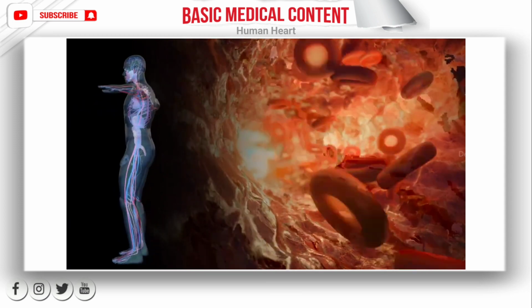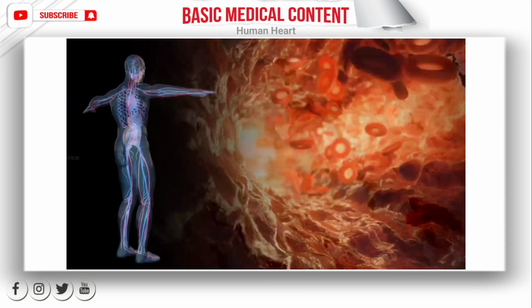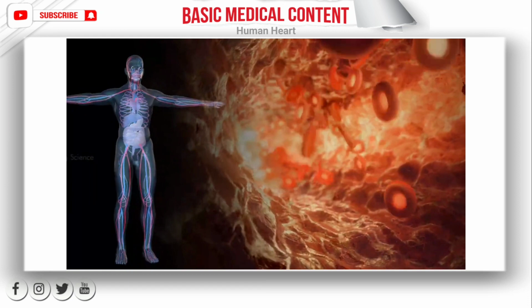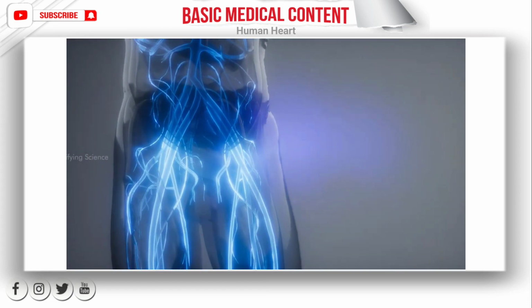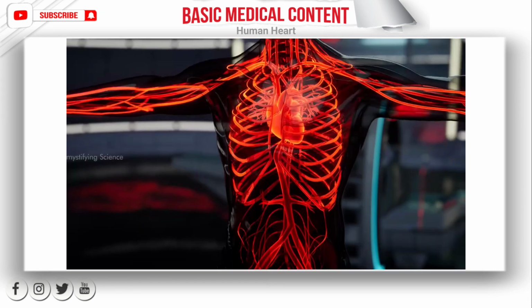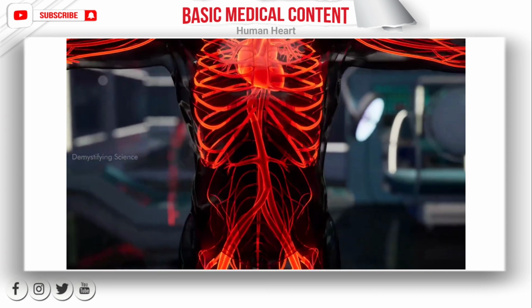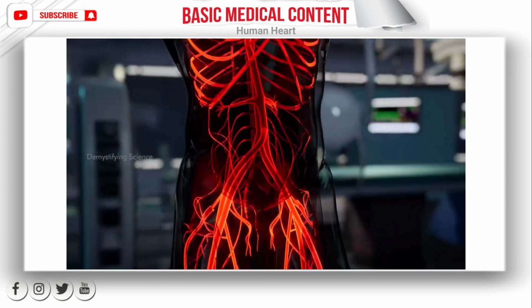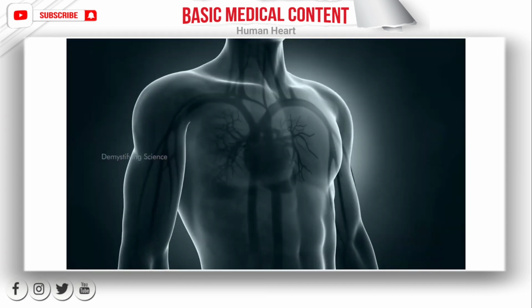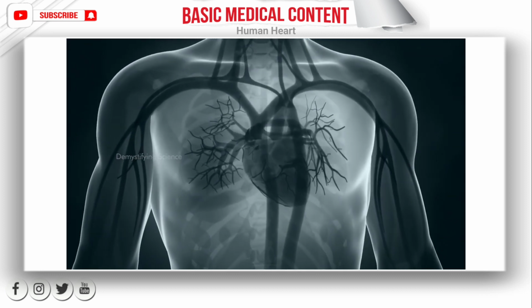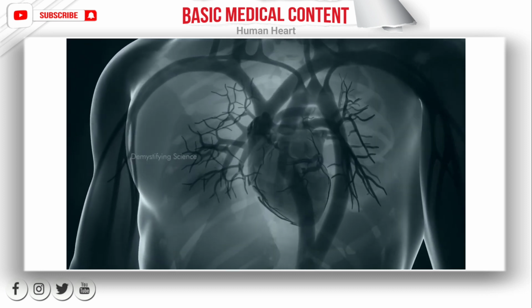The heart pumps blood through the network of arteries and veins called blood vessels. The vessels that bring blood to the heart are called veins, while the vessels that carry blood away from the heart to other regions of the body are called arteries. There are 4 main blood vessels that take blood into and out of the heart.